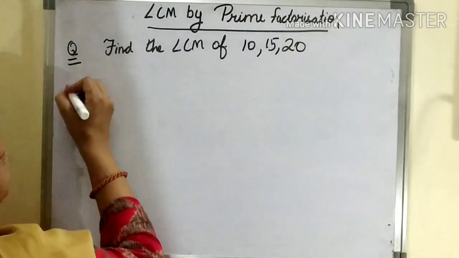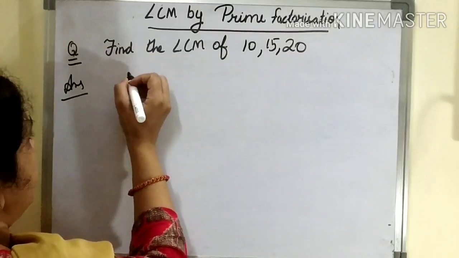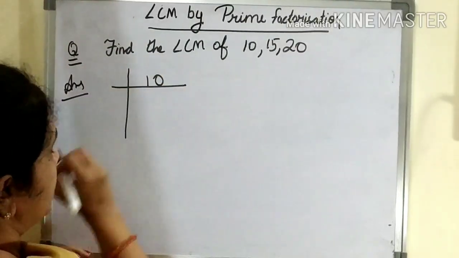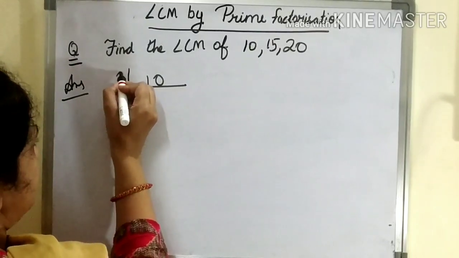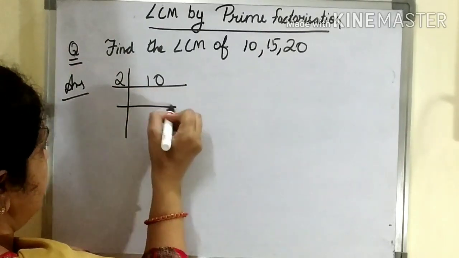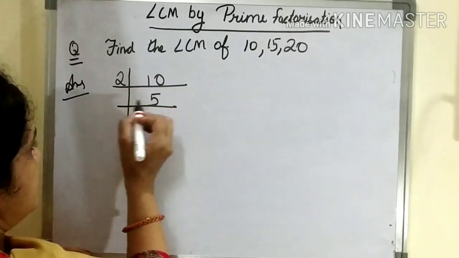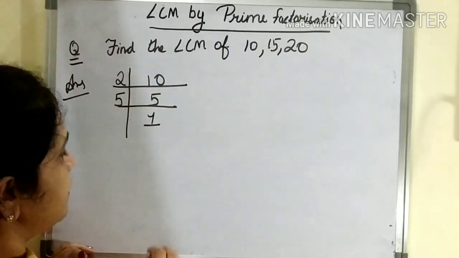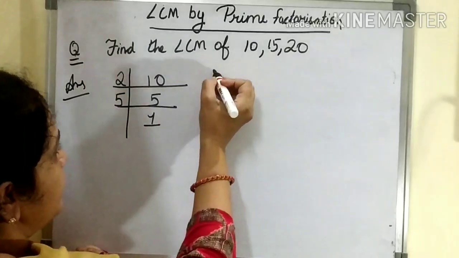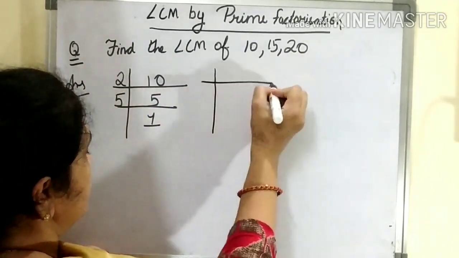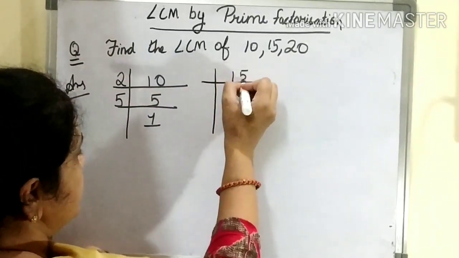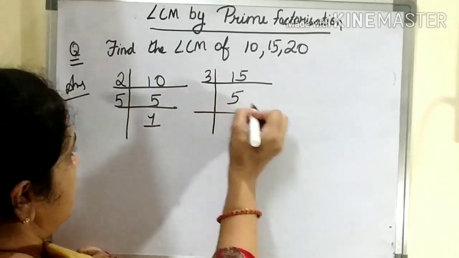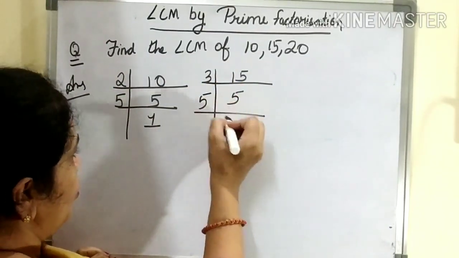So for this, I will do the prime factorization of each and every number. For example, 10. Divide it by the least prime number, that is 2. 2 5s are 10. Since 5 is a prime number, it is divisible by itself, that means 5. And I divide it till I get 1 here. Next, I will find the prime factorization of 15. If I do, I get 3 5s are 15, then 5 1s are 5.